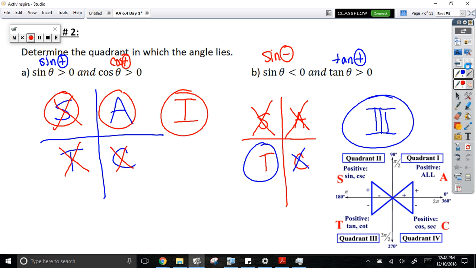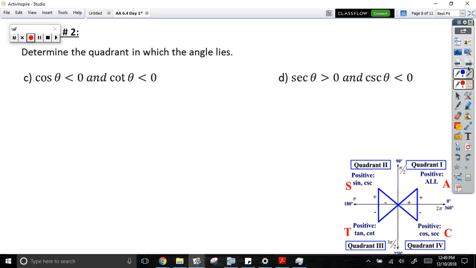Then they start throwing in, on examples C and D, some of the reciprocal identities. So you just need to think about the original. Remember, cotangent will be the same thing as tangent, so you can just think of it as the tangent. I know they're reciprocals, but their sign, positive or negative, will be the same. So all students take calculus.